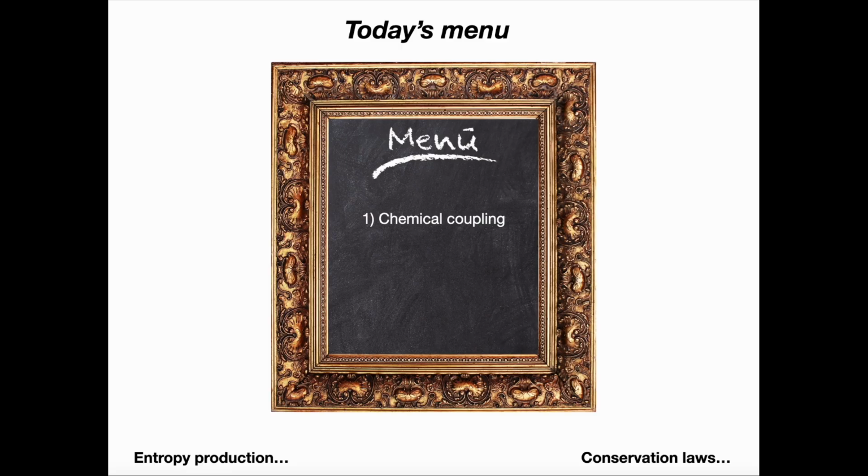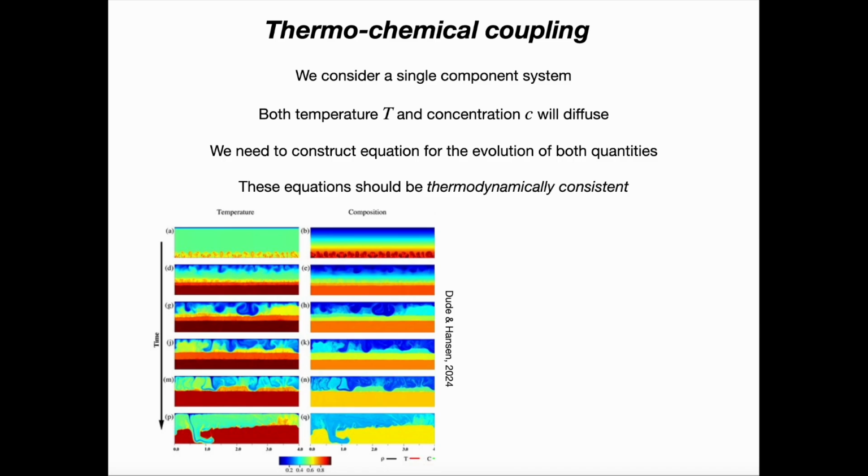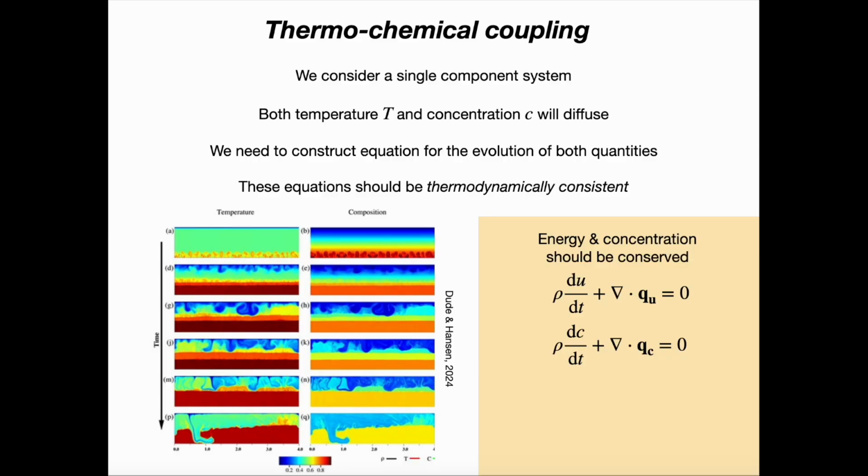What we're going to focus on today is the chemical coupling, and what we're going to address in the coming weeks are the hydrothermal coupling and the mechanical coupling. So in the thermochemical coupling, we want to consider a single component system, and we are going to have both a temperature field and a concentration field that will diffuse. So we need to construct equations for the evolution of both of these quantities, and these equations should be thermodynamically consistent. So we have to respect the conservation of energy.